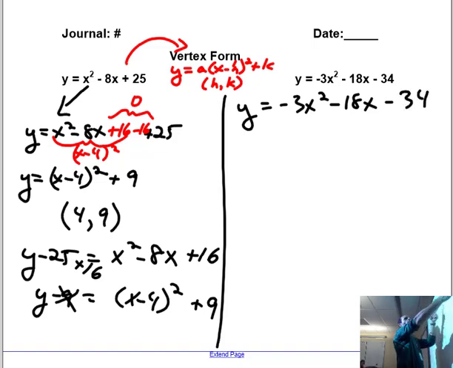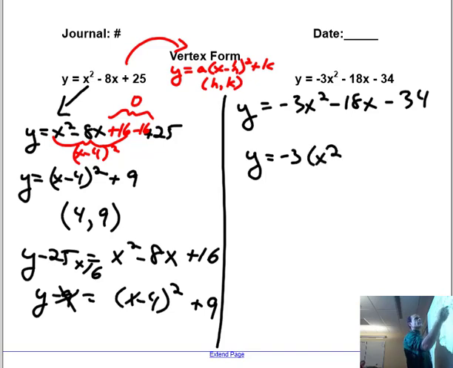Now, if you want to move the 34 over to completely stop it from getting in the way and confusing you, you can do that. Or you can just factor off that negative 3. Negative 3 times x squared will give me negative 3x squared. And then negative 3 times positive 6x, won't that give me negative 18x? And then close your parentheses.